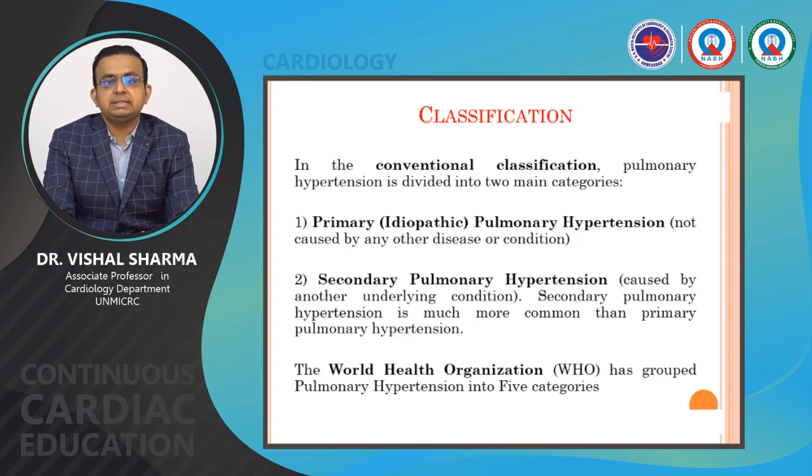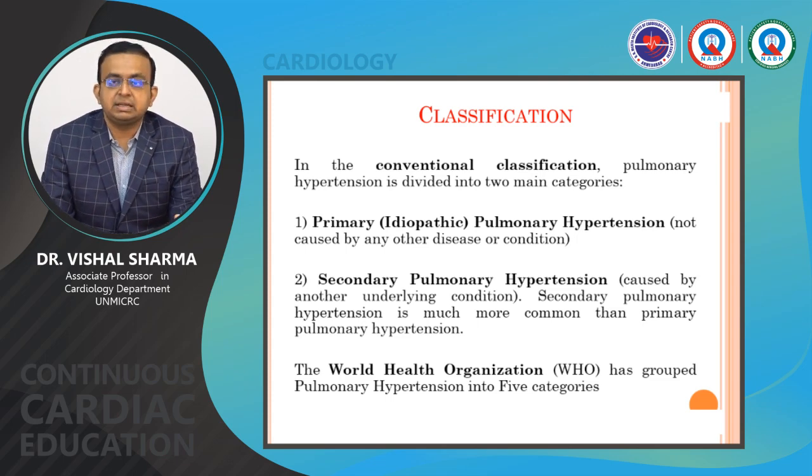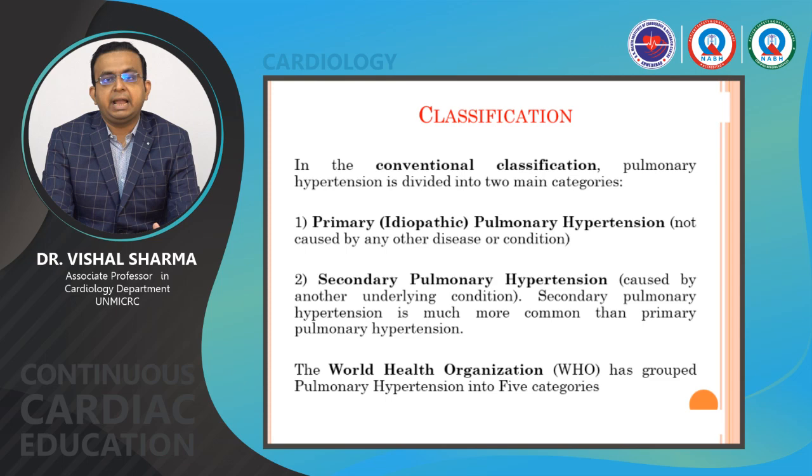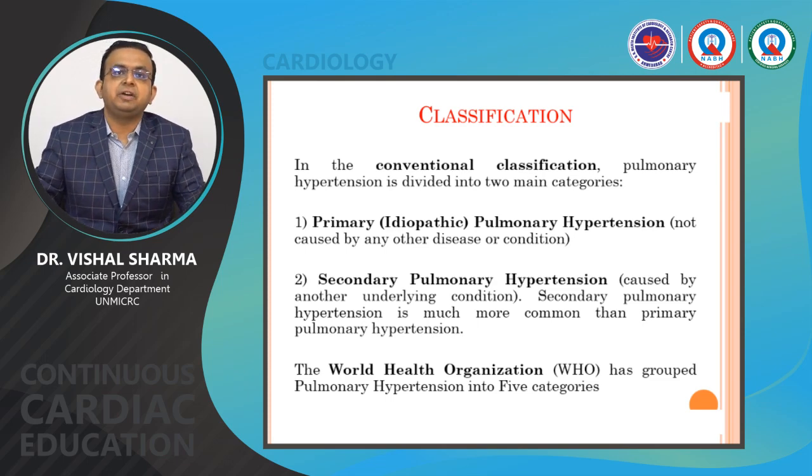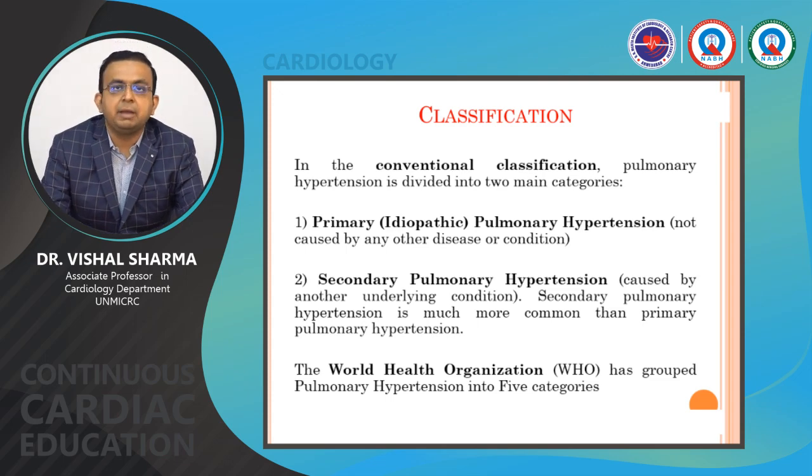As far as the classification is concerned, this is the conventional or classic classification that we call. There is an entity known as primary pulmonary arterial hypertension, in which there is no other pathophysiology involved. It's the pulmonary arterial system which is affected. And there is secondary pulmonary arterial hypertension, in which other factors play a role in pulmonary hypertension.